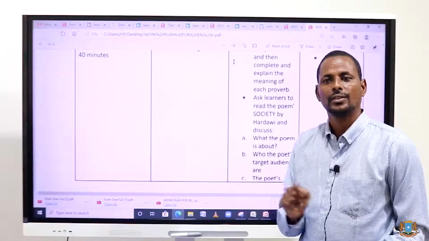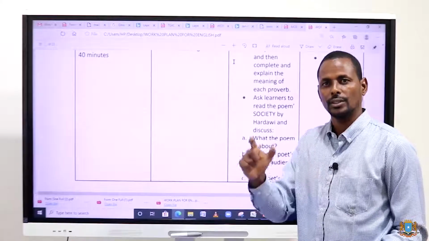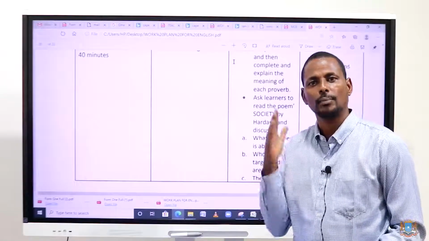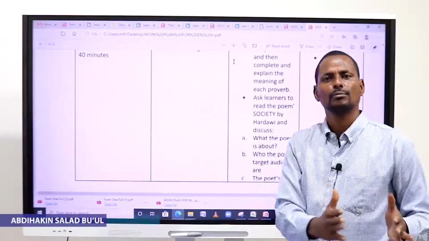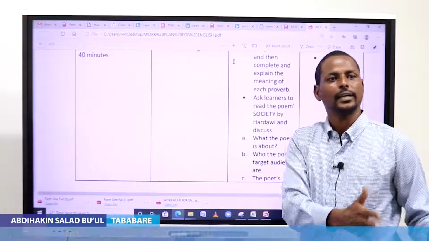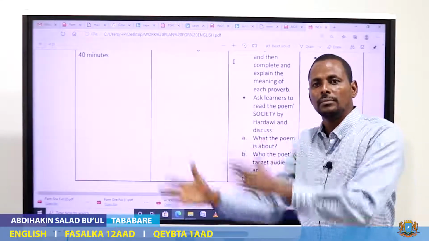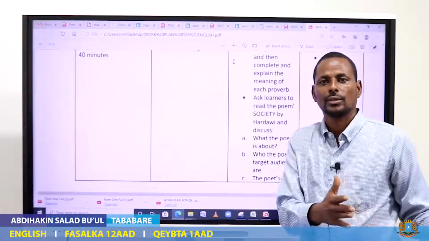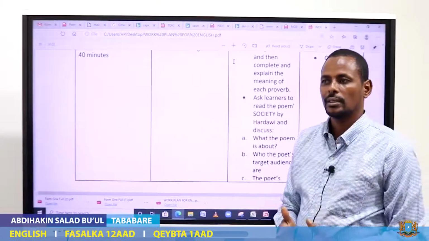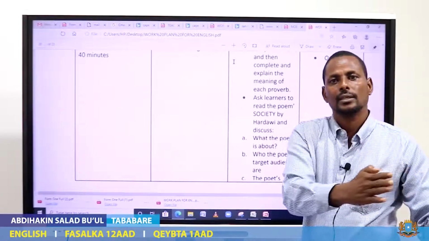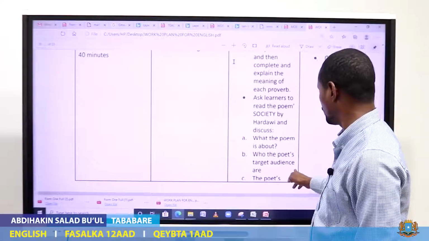Do this, the active and passiveness of the sentence used. Who are the audience? Sometimes a poet will write a poem to educate the society or to stop them from a vice like ethnicity, war, tribalism, corruption. So who is he addressing? Those who are corrupt, the leaders. Those who are fighting. So what is it about? Who is the poet's target audience?